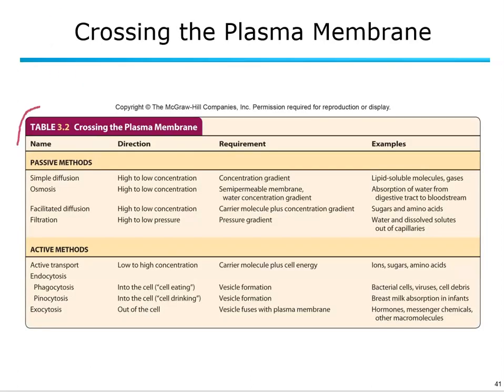This is table number 3.2. Please be aware, these are the mechanisms of transport through the membrane. We have passive methods using no energy, and we have active methods using energy. Be aware of the requirements and the direction of each of them, because this piece is going to be really, really important for the evaluation. Be aware of that, guys.